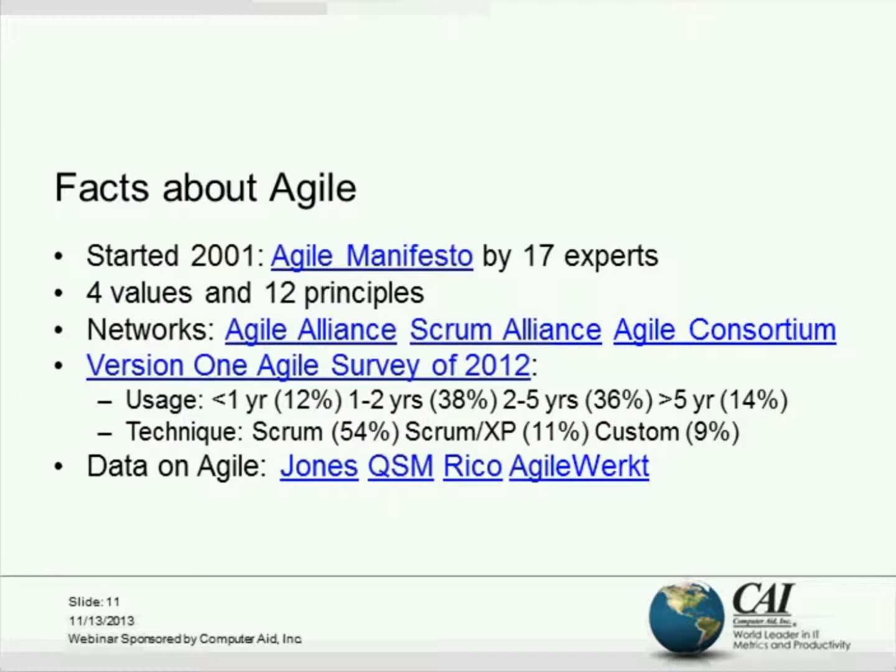If you look at which Agile practices are used, most organizations are using Scrum or some kind of Scrum adoption. Then organizations are using Scrum combined with XP programming, and some organizations are using their own internally developed methods, which are also Agile methods, adhering to the Agile values and principles.